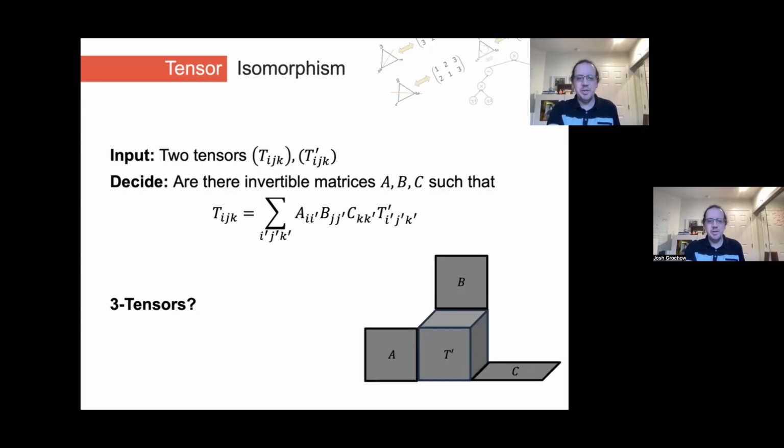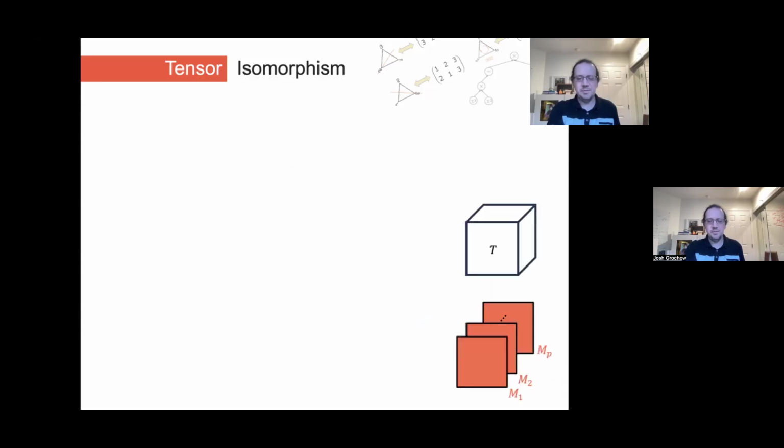And then when you get to three tensors, there's a question of what happens, even over fields or higher dimensional tensors. And in particular, the focus of this paper will be what happens with three tensors over rings instead of over fields.